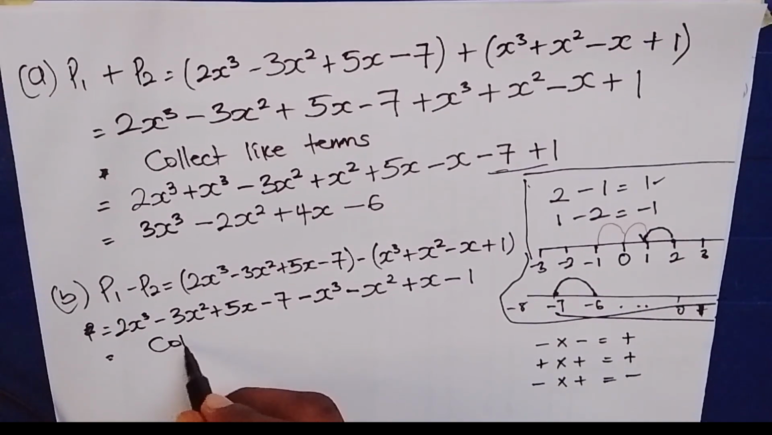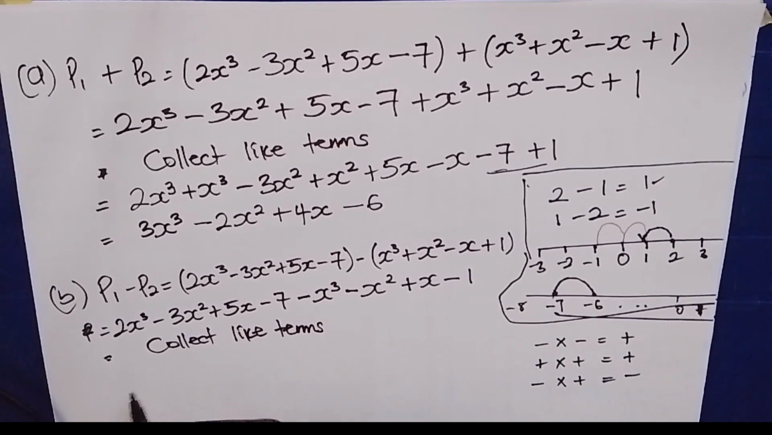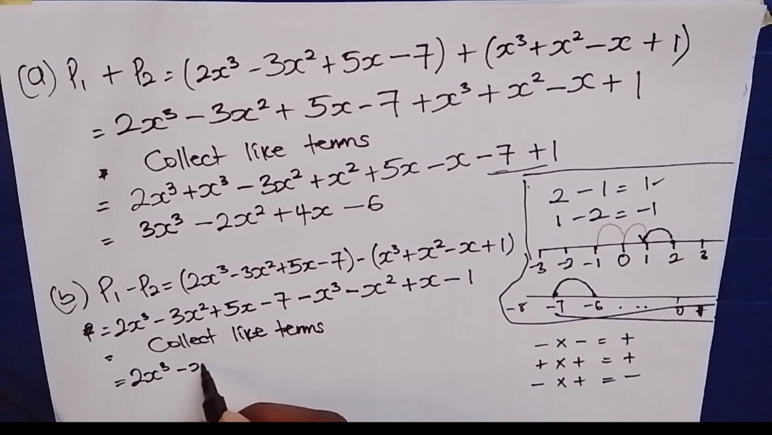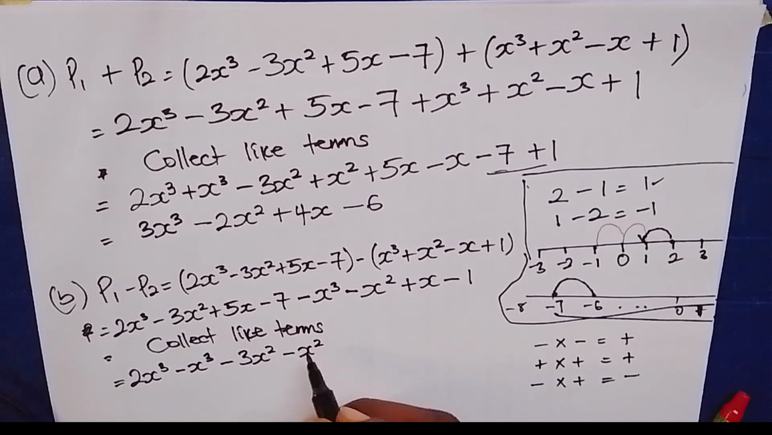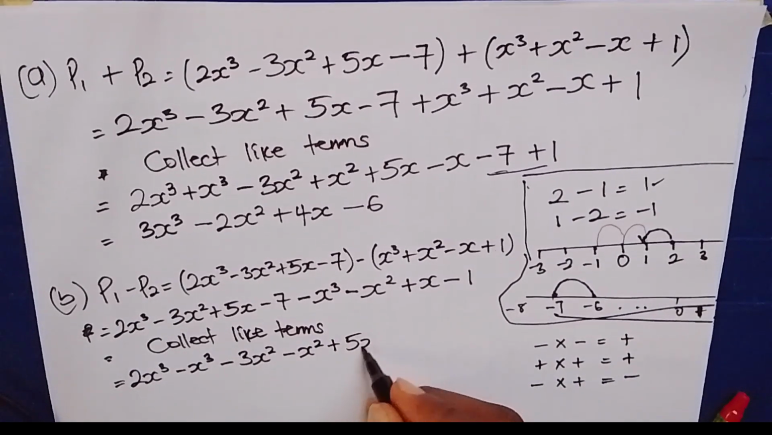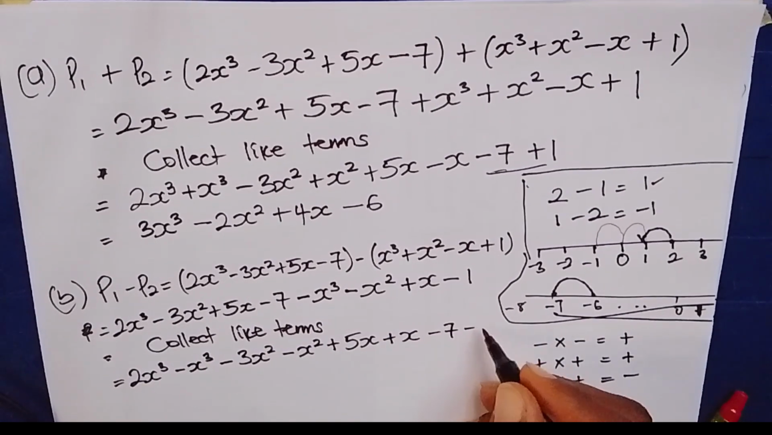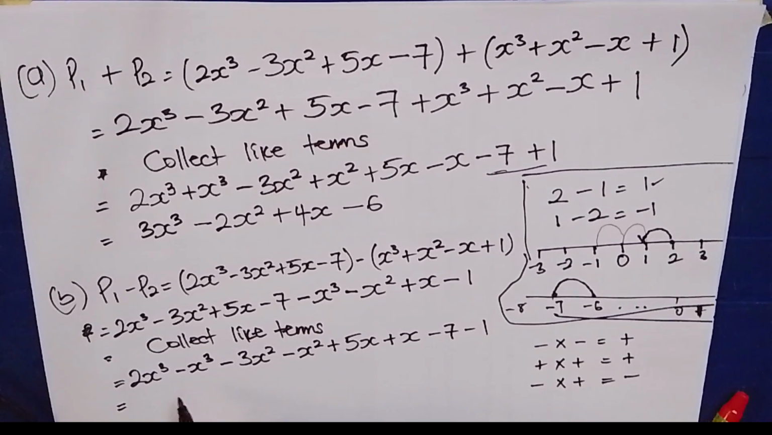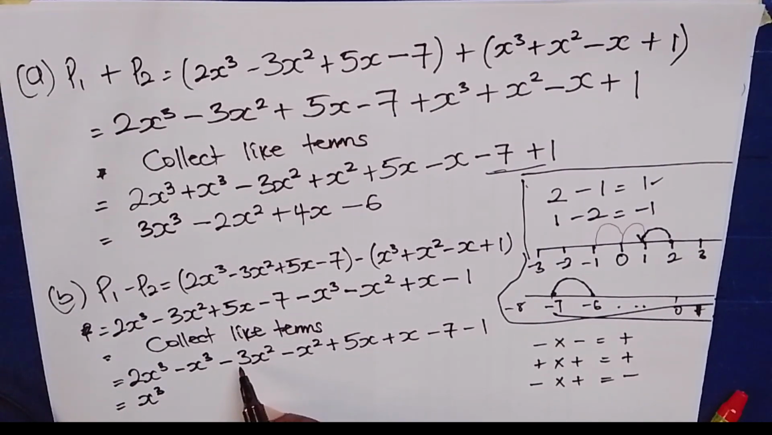So we collect like terms, which is equal to 2x cubed minus x cubed, minus 3x squared, minus x squared, plus 5x, bring this plus x, minus 7, minus 1. So 2x cubed minus x cubed. Remember, the coefficient of x cubed here is 1. So that's 2 minus 1. You have x cubed. Then minus 3x squared minus x squared. That is minus 3 minus 1.